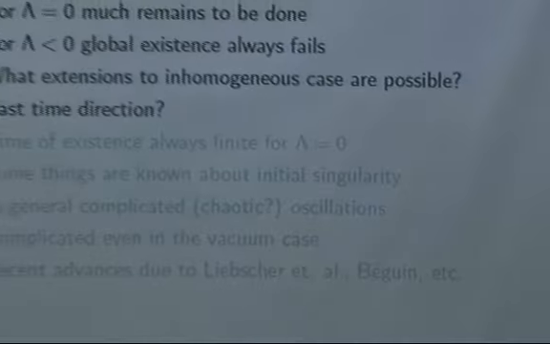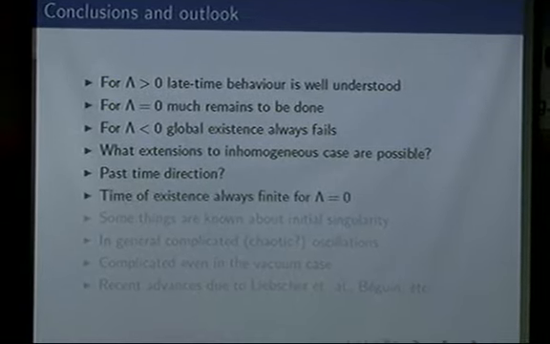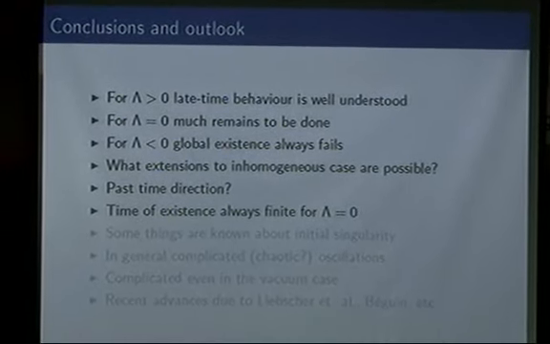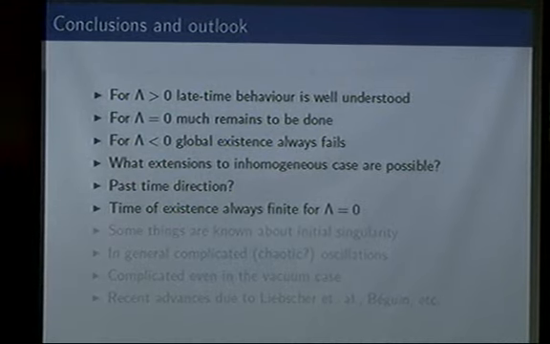So this is the question I'm asking here. What happens in the past time direction? In this case, the time of existence is always finite for lambda equals 0. And for lambda positive, it may be finite, it may be infinite, it depends on the particular solution.